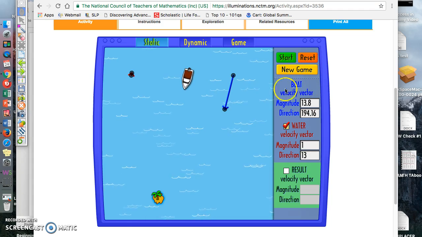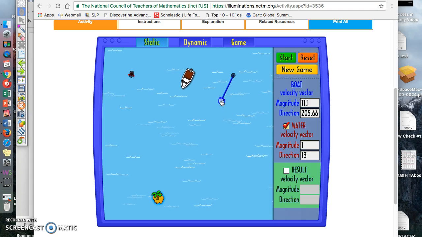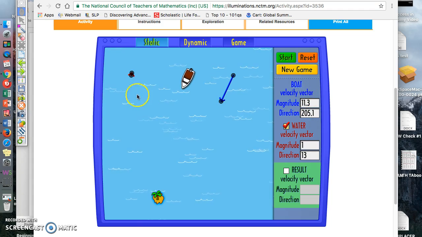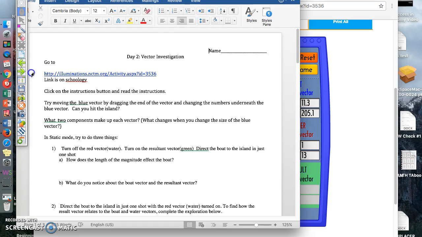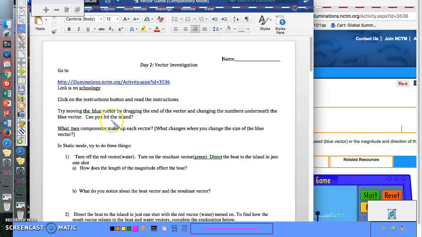So mess around with this a little bit, and one thing I notice is when I change this, the magnitude and the direction change. So if I go back here, and I hit the island, the magnitude changes, which to me looked like it was the speed, and the direction changed.